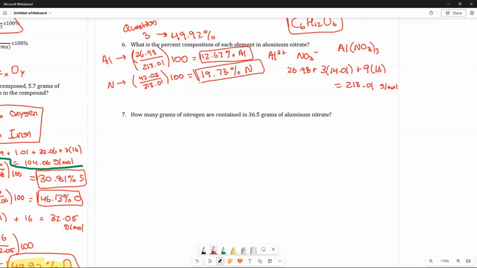Alright, and that's good. In theory, we can just subtract this all from 100, but let's go ahead and do this all for the question's sake. So we have 9 oxygens times 16, which will give us 144 over 213.01 times 100, which if you plug into your calculator gives us 67.60% oxygen. And there we are. That all adds up to 100, with aluminum, nitrogen, and oxygen all accounted for in aluminum nitrate, and therefore that is your final answer.